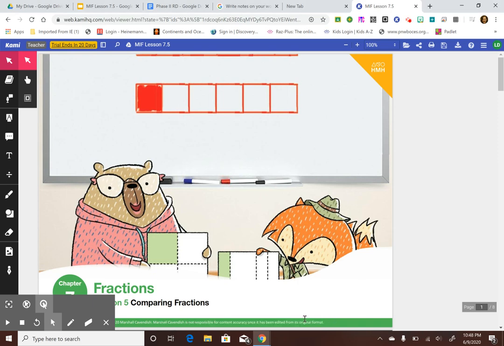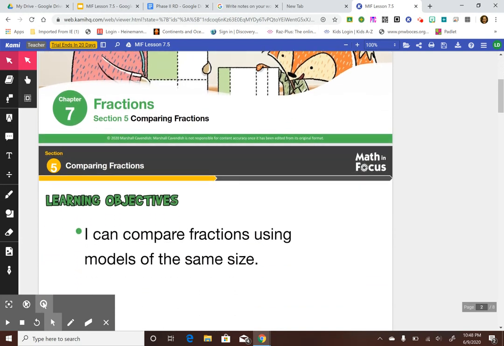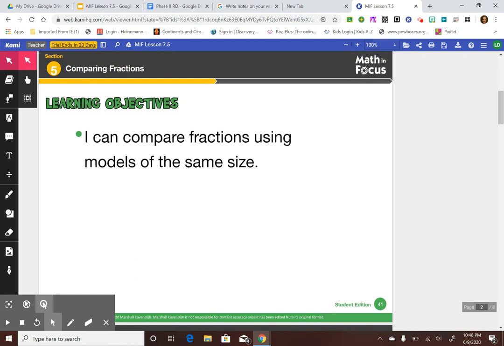Hi, third graders. Today, we're going to learn all about comparing fractions using models. Our learning objective is to be able to compare different fractions using models of the same size, and I'm going to teach you how to do that.